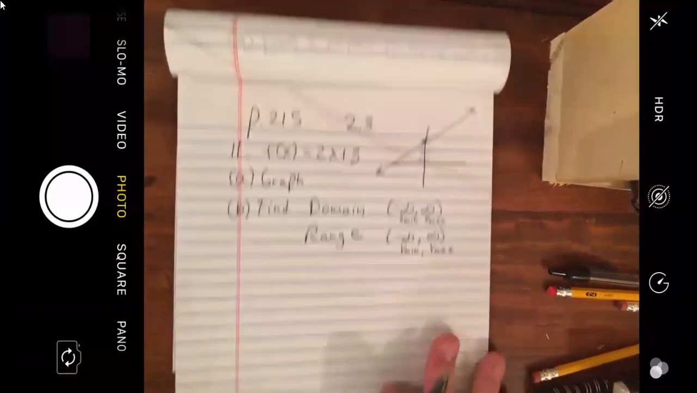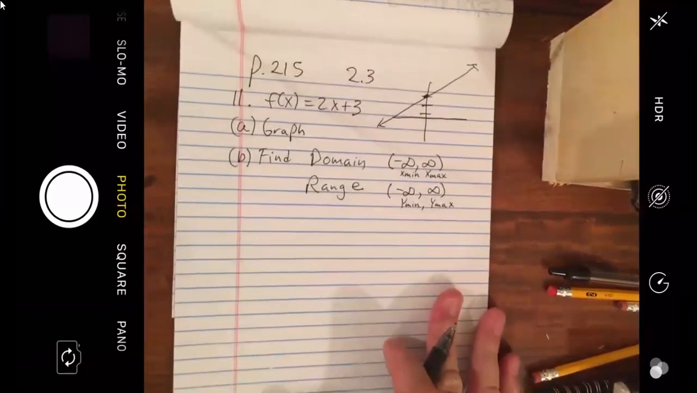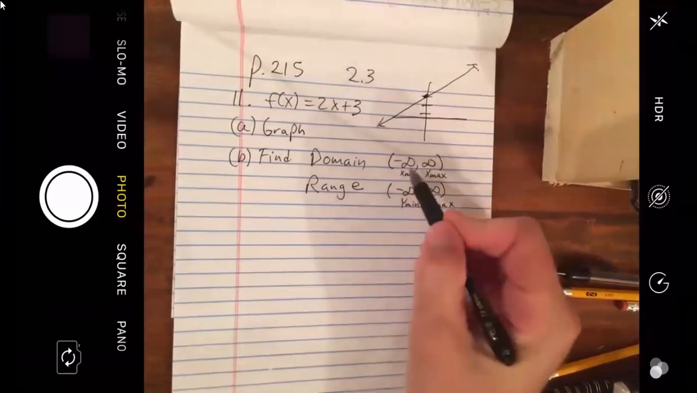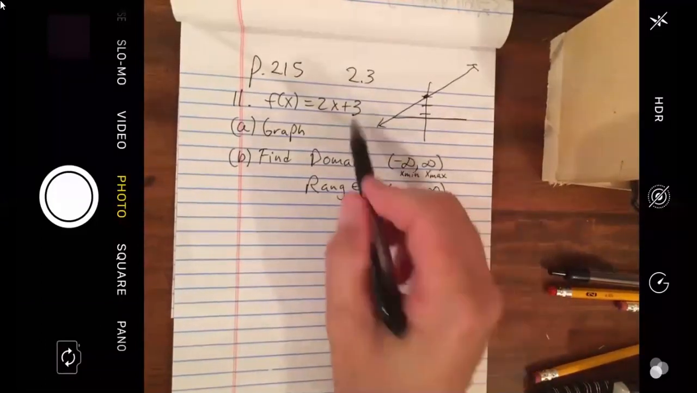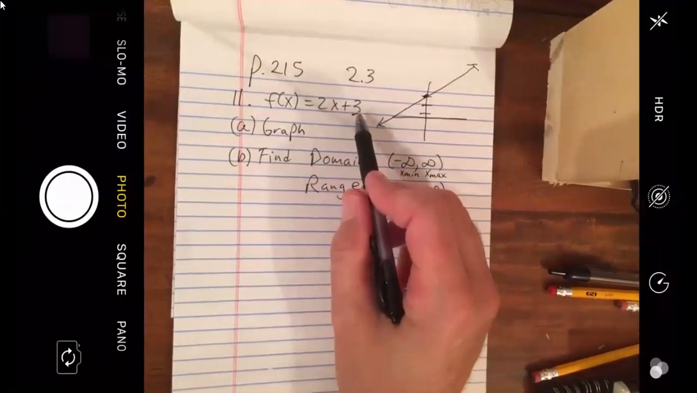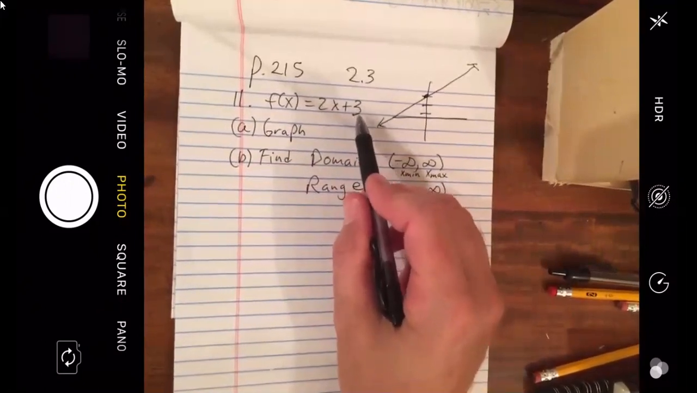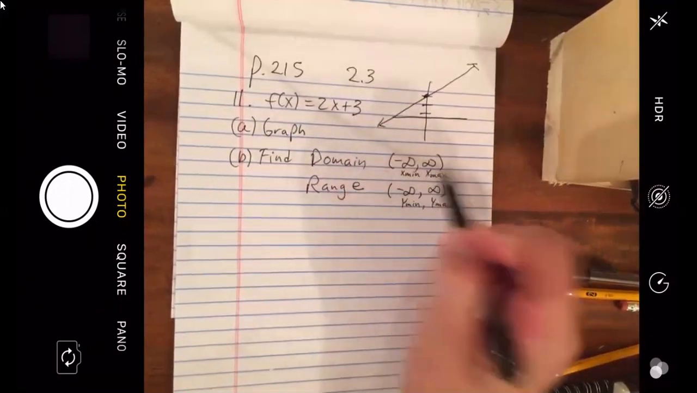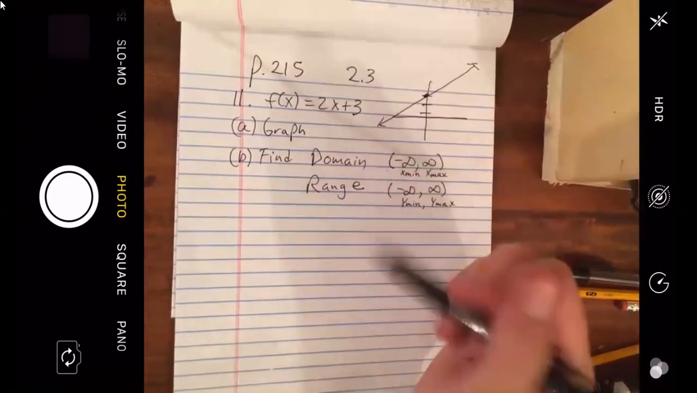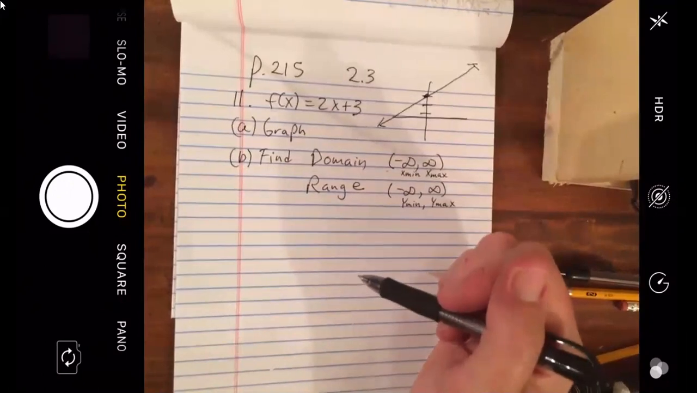Questions about that? You didn't really need a graph to do domain. You could have done domain straight from the formula. There's no problems with it. There's no square roots. There's no fractions. If there's no square roots or no fractions, that's the automatic domain. Range, though, you sort of need to see from a graph.